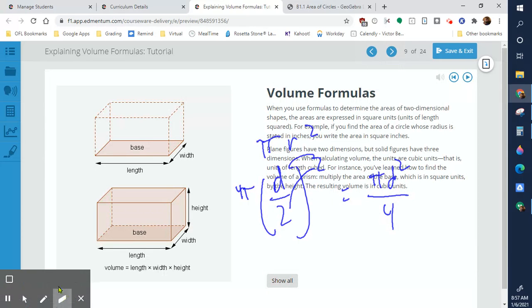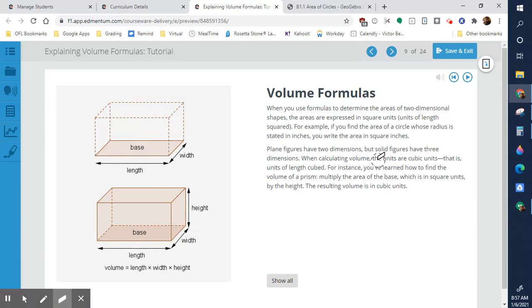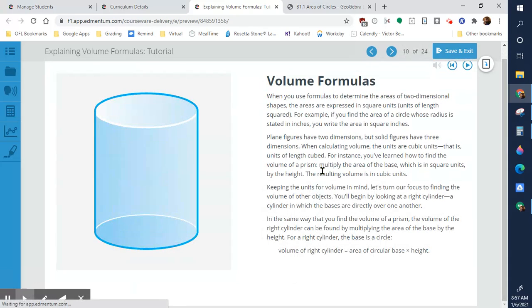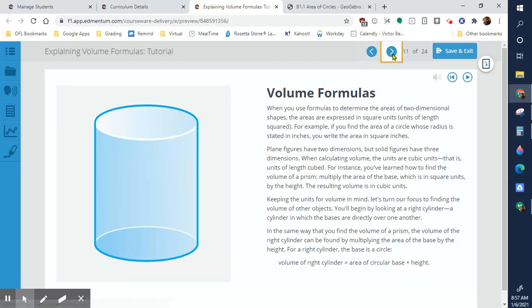All right, so going to the next one. Let me erase this. So now we're going to be talking about volume formulas, which, as I mentioned before, is length times width times height, otherwise known as the base times the height. So in a cylinder, as I mentioned before, it's a circular base, so that's why we need to know the area of a circle, this pi r squared, because we need to do that base times height.